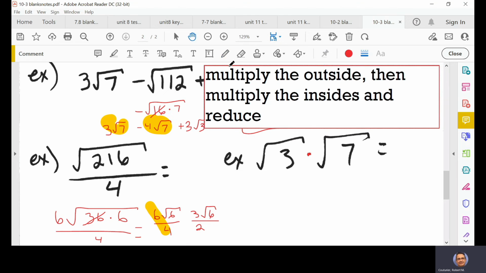Look at it. This is even easier because look, what's outside of this radical? A 1. What's outside of this radical? A 1. So we have a 1. 3 times 7 is 21. And think of the factors of 21. 1 and 21. 3 times 7. That's it. There's nothing else you can do. You are done. Radical 3 times radical 7. The outsides multiply, you keep a 1. 3 times 7 multiplies 21. It can't be reduced, you're good to go.